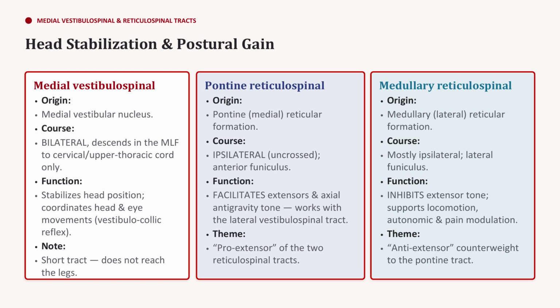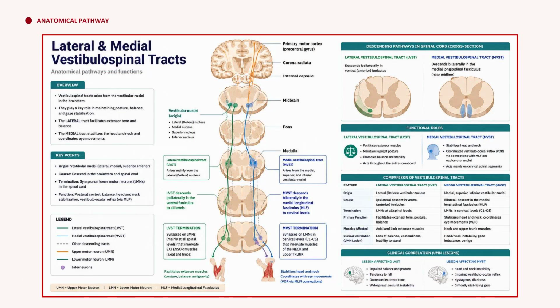When descending cortical drive to the medullary inhibitory system is lost, extensor tone runs unopposed, so both the reticulospinal balance and the rubrospinal vestibulospinal balance feed into the same final story about decerebrate and decorticate rigidity. This figure pairs the 2 vestibulospinal tracts, and they divide the labor neatly.